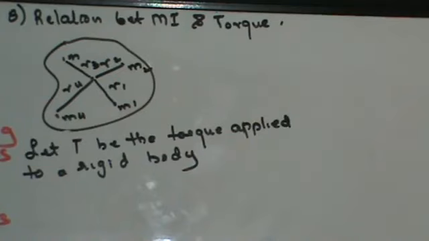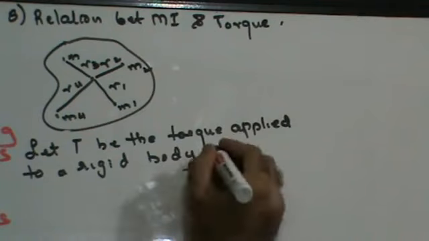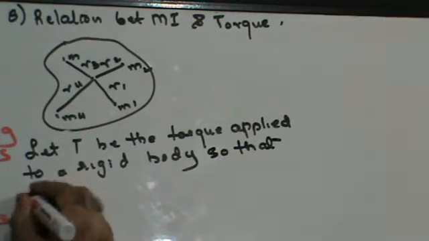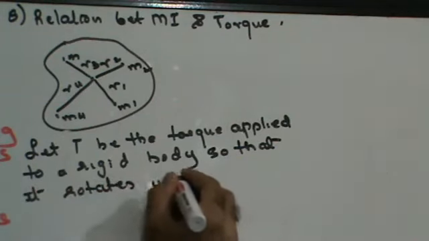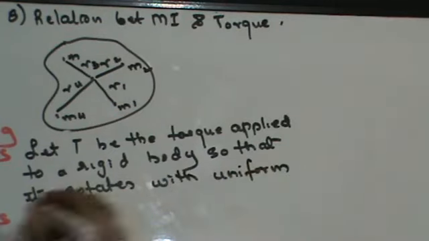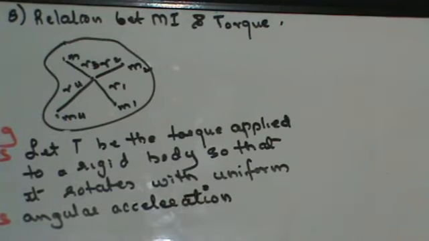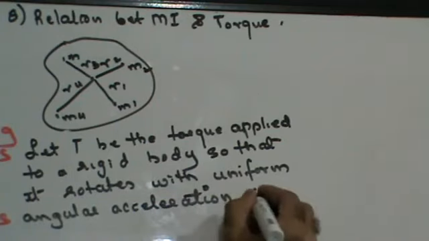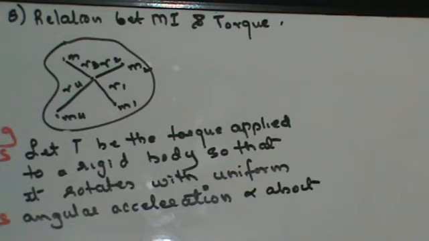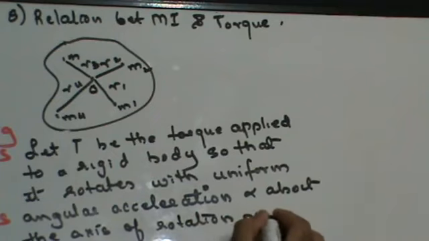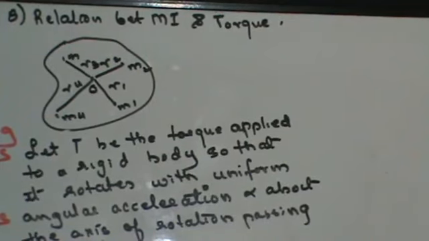Right? So that it rotates with uniform angular acceleration alpha about the axis of rotation passing through O. Right? So in that case I can say that the body can be imagined to be consisting of n particles.